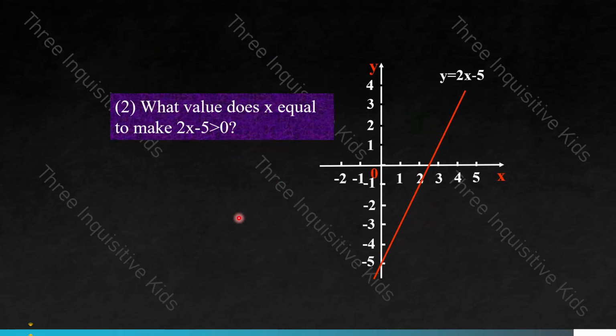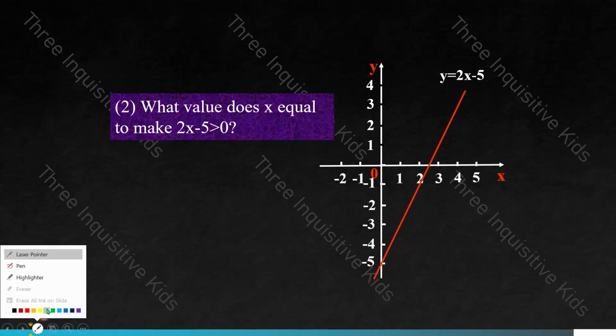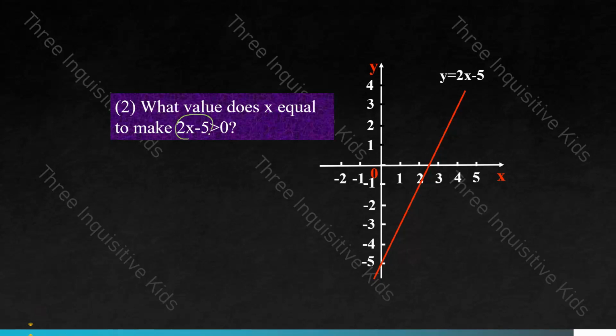Now let's answer another question. What value does x equal to make 2x minus 5 greater than 0? Notice how now it's not an equal sign, but it is an inequality. But we have the graph right next to us, and we could just simply look and use our common sense and knowledge of the coordinate plane. So we have our graph here, and we know that y is equal to 2x minus 5, which means that we can replace this as y is greater than 0.